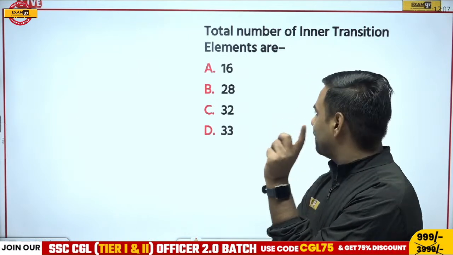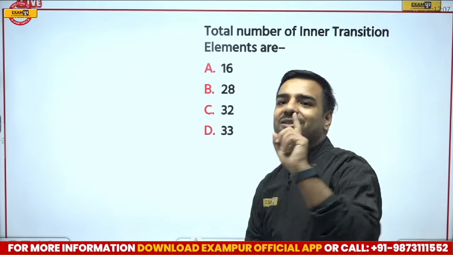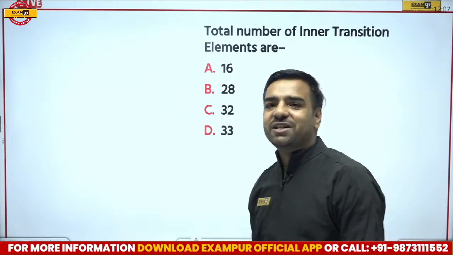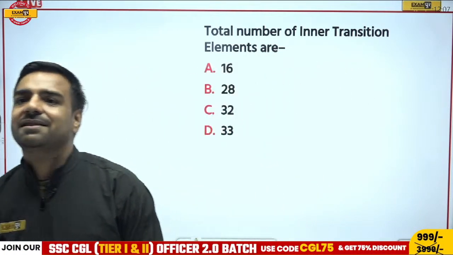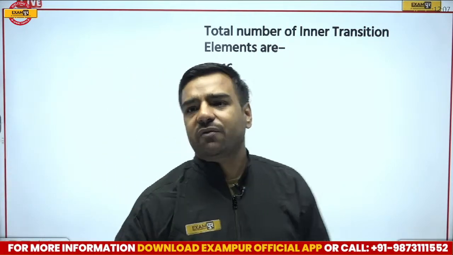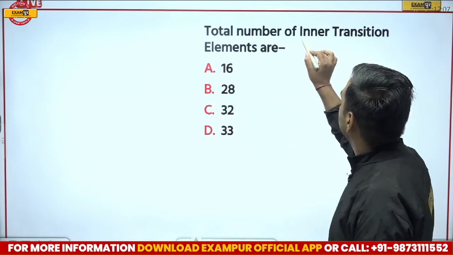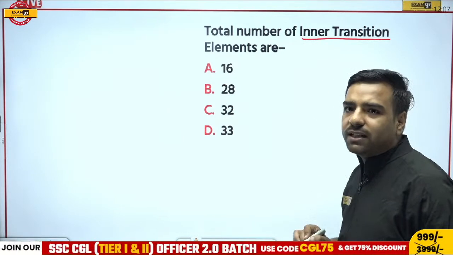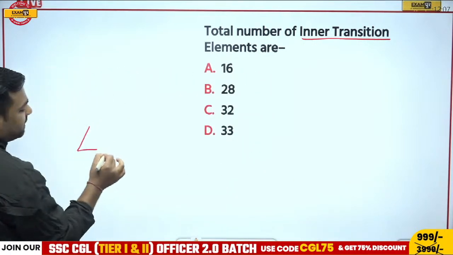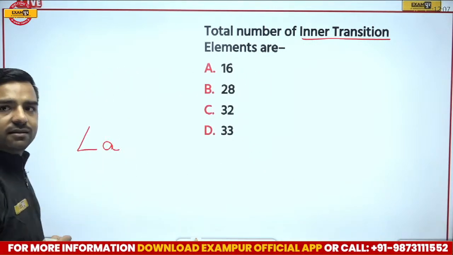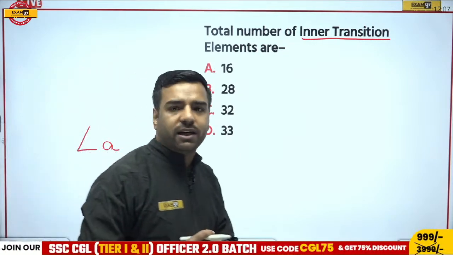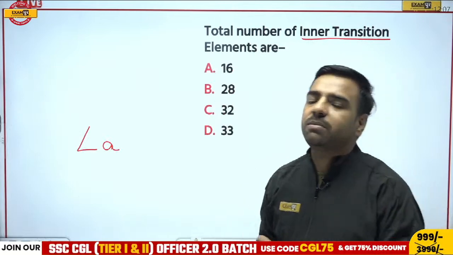So we have four options here. It is 16, 28, 32. The one option that is left is 33. So no one is going with 33. Madhana, what's your answer? Madhana is left for answering this, right? First of all, we must know about inner transition elements. What are they? Inner transition elements are those elements where we talk about lanthanides and actinides, right? 14 and 14. So here, 28 is going to be the correct answer. Please remember the correct answer would be 28.